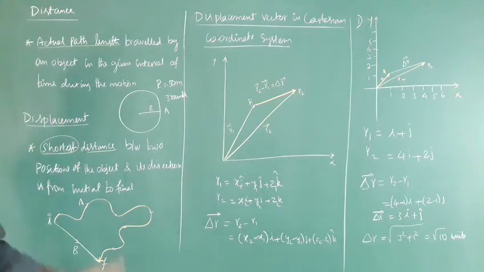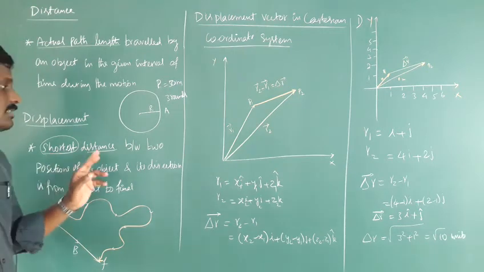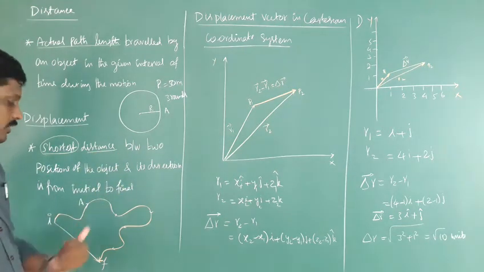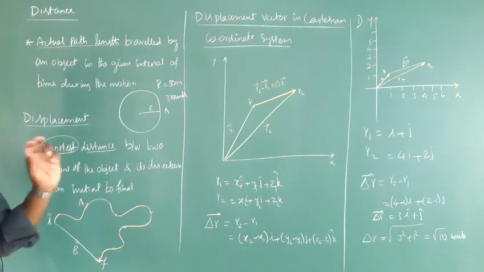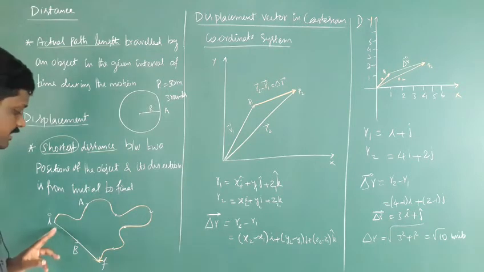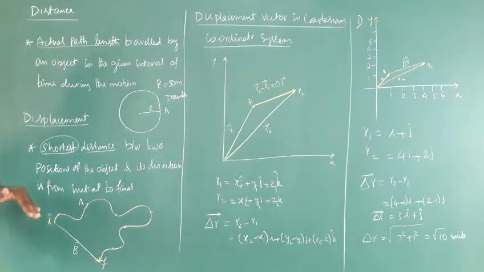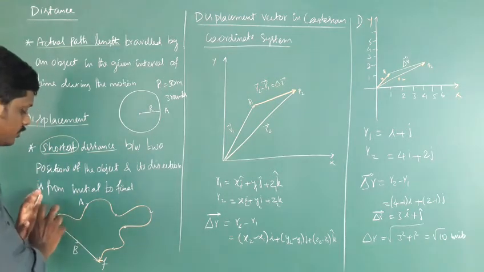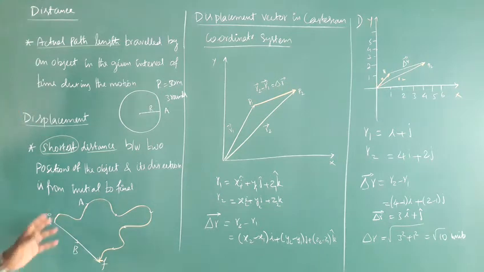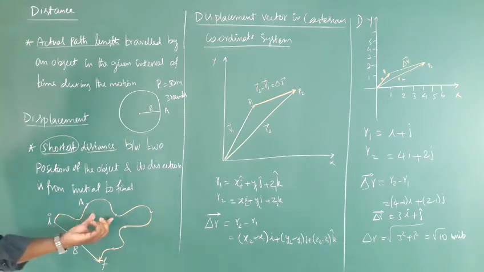Then displacement. Displacement is a vector. That is the shortest distance between the two positions of an object. This is the initial position of an object, and this is the final position of an object. So it's the shortest distance, and its direction is from initial to final. So it's the shortest distance between the two positions of an object. Displacement is always less than distance.